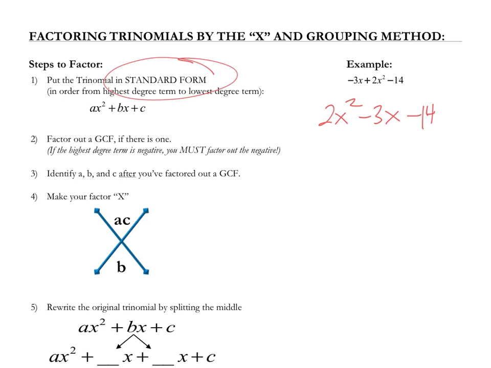Can we GCF on this problem? No, you can't GCF on this. So let's go on to step 3. Identify A, B, and C. Well, A is 2, negative 3 is B, and negative 14 is C. What we're going to do is create our little puzzle by multiplying the first and last numbers, and that's going to be our top number. That's negative 28. That's how we set this up. The bottom number is going to be our negative 3. So you need to come up with two numbers that multiply to get negative 28 and add up to negative 3. I'll give you about 10 seconds to think of some numbers.